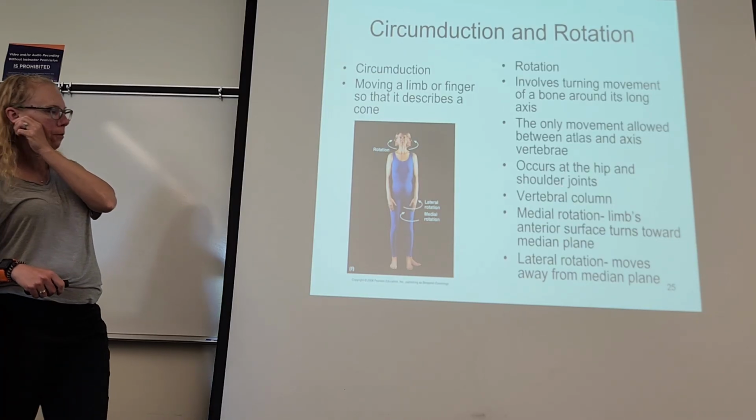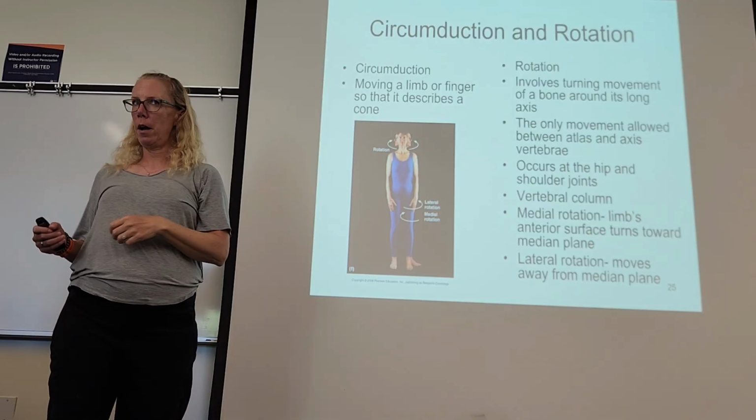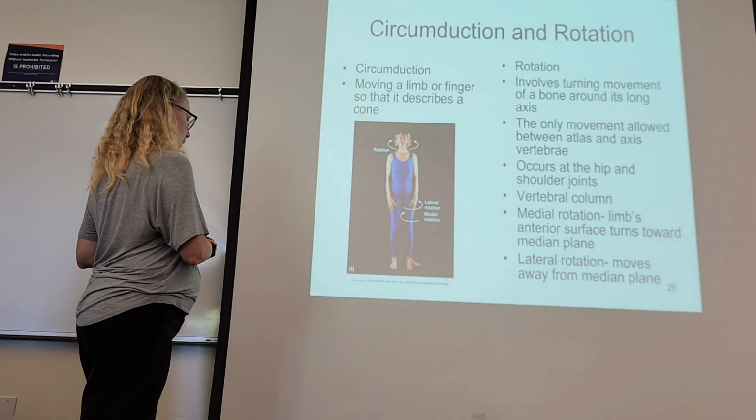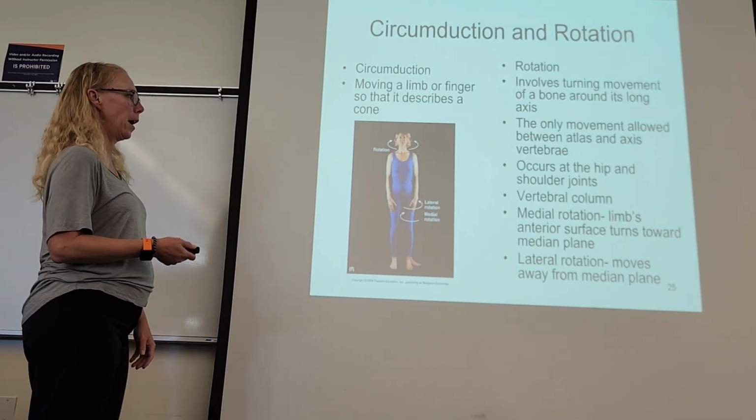Vertebral column is a little different. Because the vertebral column is straight up and down, you can rotate to the right and you can rotate to the left. You can't really do circular movements with your vertebra. That just doesn't happen.